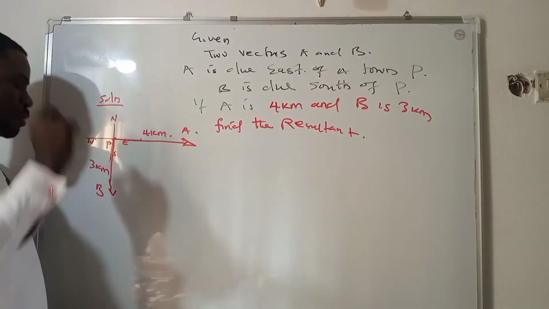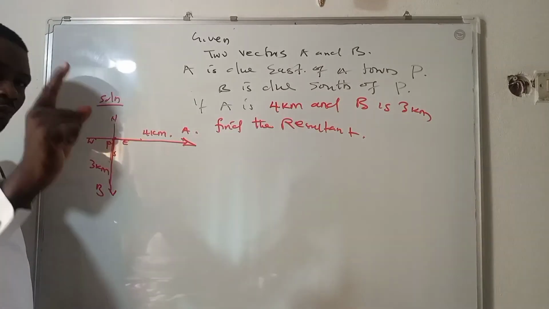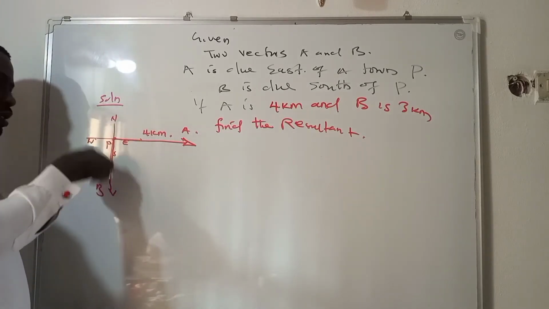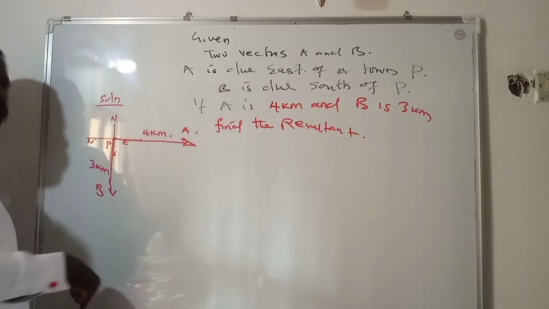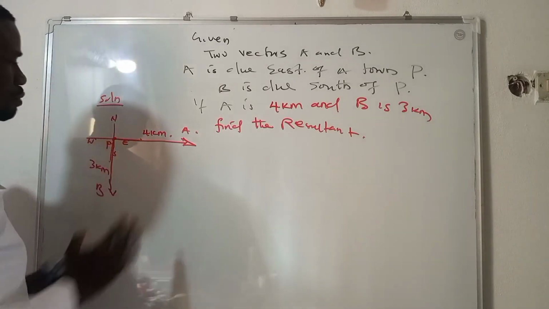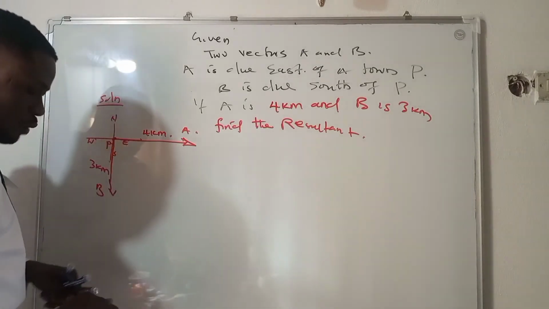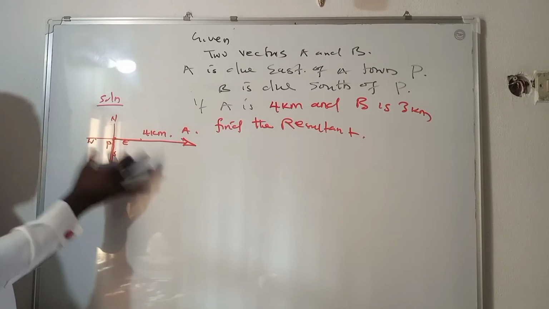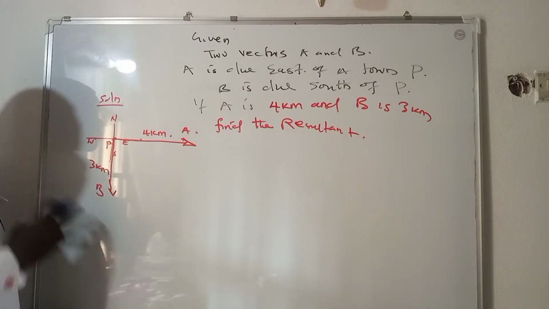And vector B is due south of the town P. I have drawn this vector from telling you that B is due south of what? Of the town P. And now this becomes the diagram. Now what am I supposed to do at this point? I will try to make sure that this becomes what? A four-sided diagram, a four-sided shape.